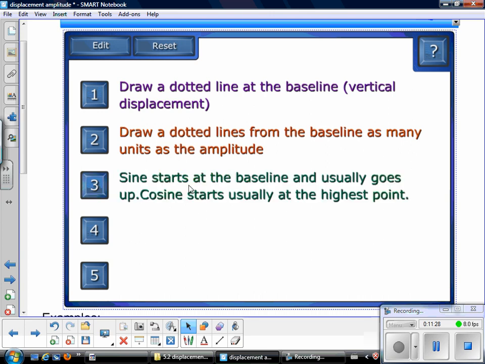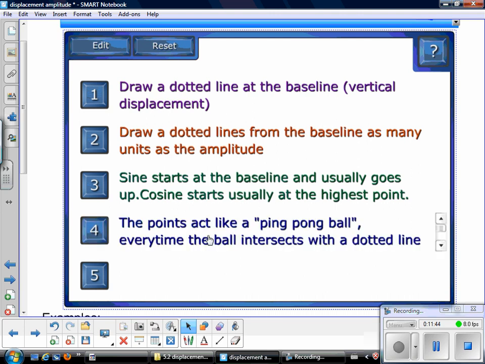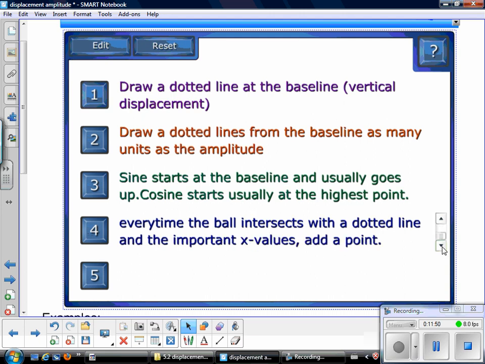I remember that sine starts at the baseline and usually goes up. Now, where it would go down is if I put a negative number there, by the way. And cos usually starts at the highest point unless I put a negative in front, so it would start at the lowest. And the points act like a ping pong ball. Every time the ball intersects with the dotted line and the important x values, I add a point. And finally, I join the points with a smooth curve.